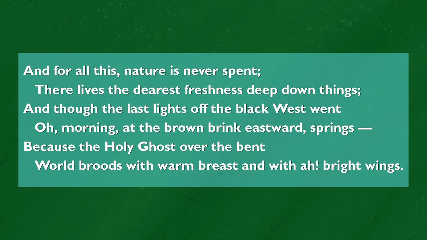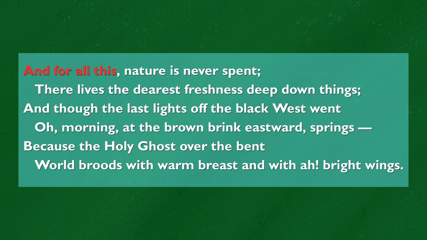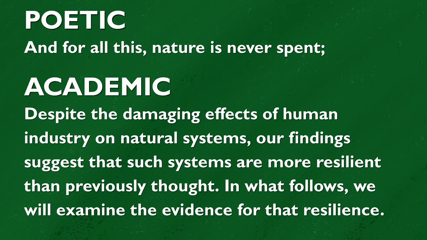Hopkins does it too. After that first stanza about how apparently ruined nature is, the second stanza begins with, "And for all this, nature is never spent." For all what? For all the stuff he just said. Even in this poem, we get an explicit transition phrase. In an academic paper, it might sound more like, despite the damaging effects of human industry on natural systems, our findings suggest that such systems are more resilient than previously thought. In what follows, we will examine the evidence for that resilience. So obviously the way poets and academics do it will be different, but the rhetorical effect is the same.